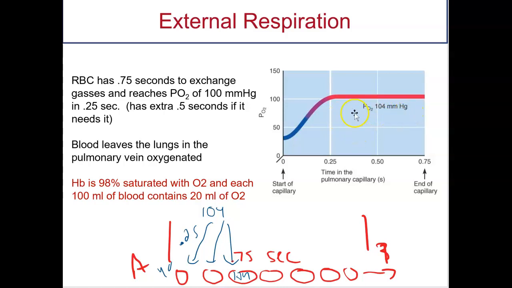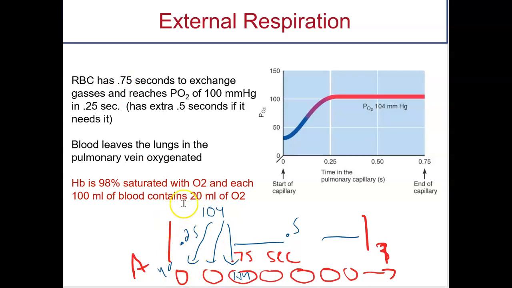And so then it has an extra half a second, so that you have 0.5 seconds here that really nothing's going on. Well, you might wonder again, what's going on? Well, geez, it makes sense, right? Maybe your heart rate goes up and your blood pressure goes up, like you're exercising, and now it's moving faster. Maybe it doesn't have 0.75 seconds because your heart rate and blood pressure are higher. Maybe it only has half a second. You're good. It only needs 0.25.